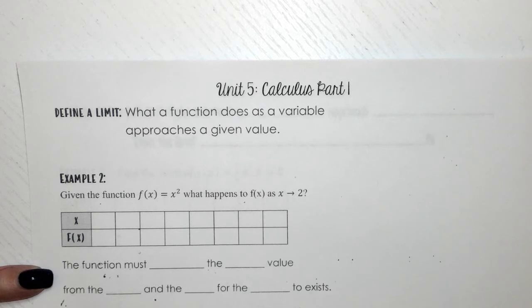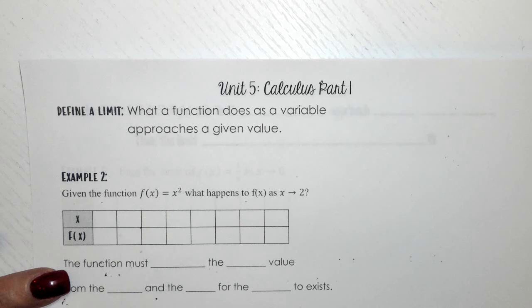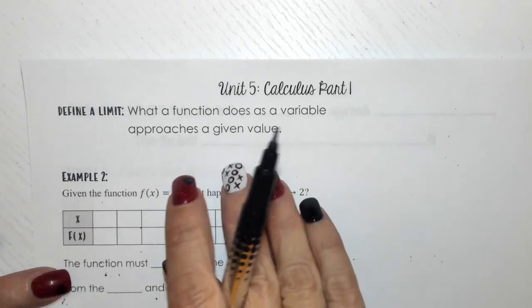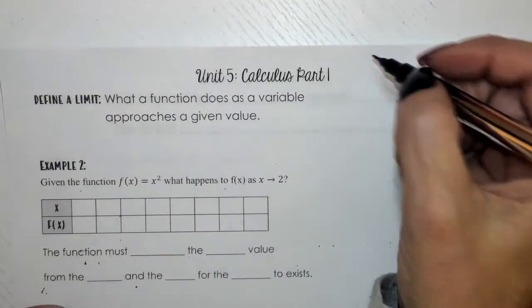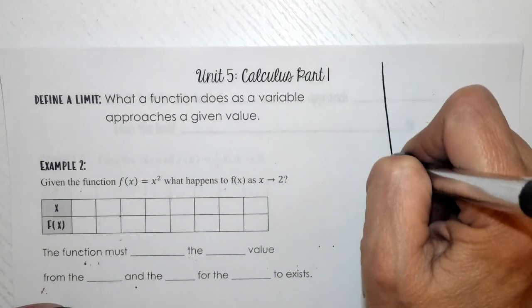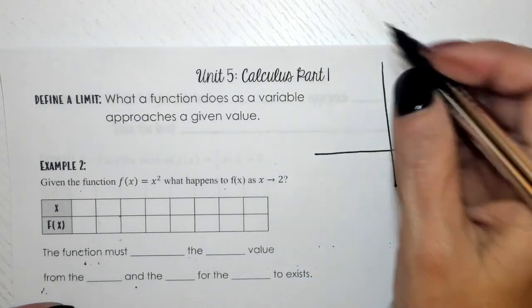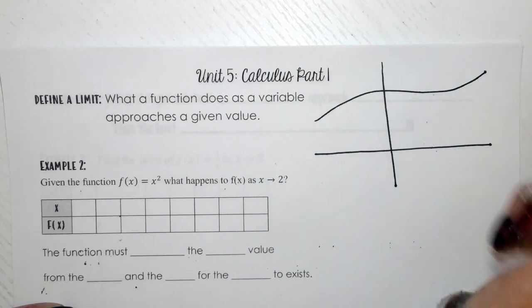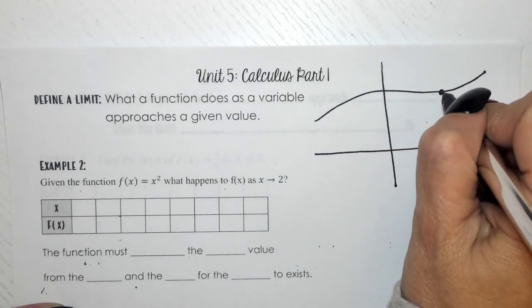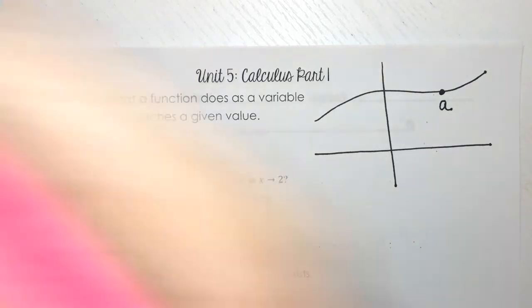Okay, now I've mentioned it a couple times. Let's talk about what a limit is. A limit is what a function does as a variable approaches a given value. So let's come over here and let me draw a picture. Let's draw like a little wave, and we'll put a point A on here.